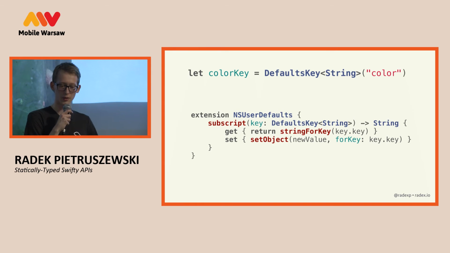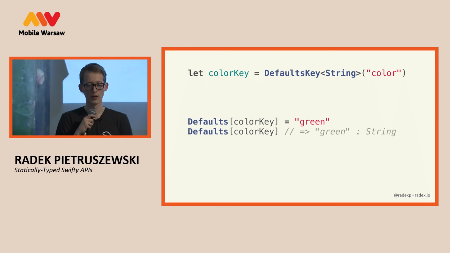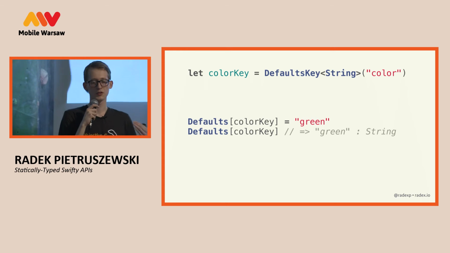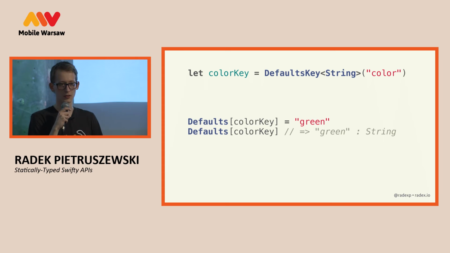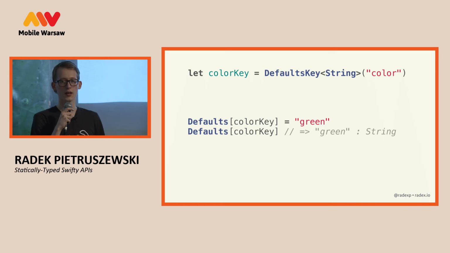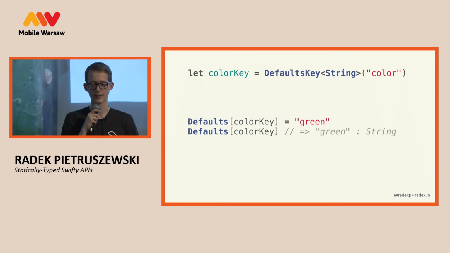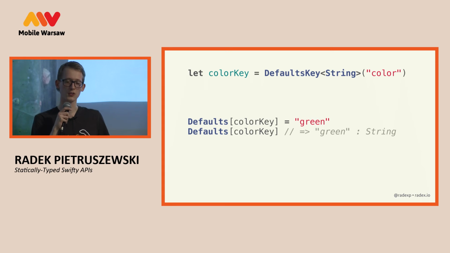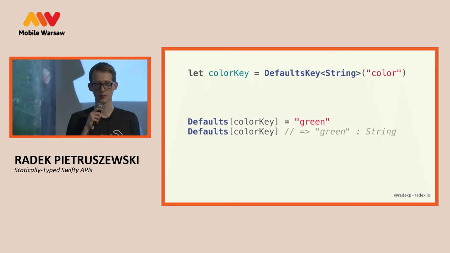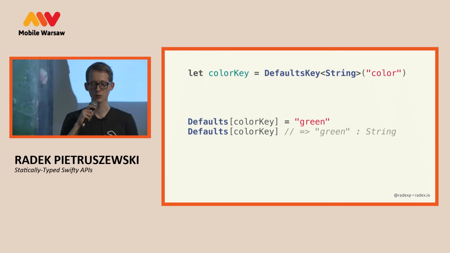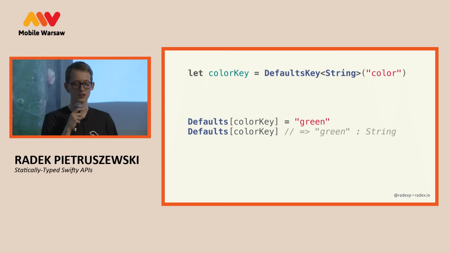And then I would return string for key and set object for key. And now if I do that, first of all, there's no way I'm going to make a typo because it's only defined once. I say once what I want and then I reference the symbol. So it is compile time checked. But then if I want to set some value, I cannot possibly assign a value of the wrong type because the compiler just won't let it. If you're accessing a defaults key that's a string, it can only accept a string.